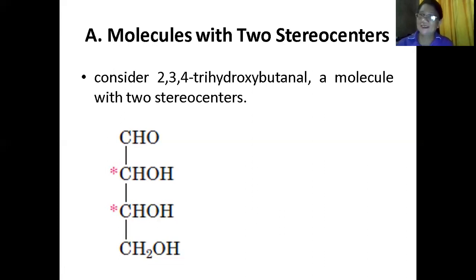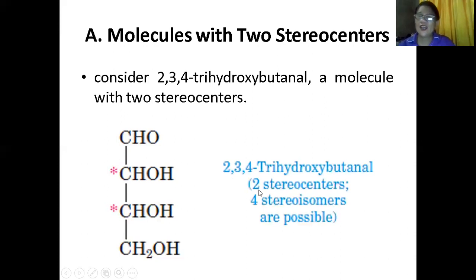That is 2 to the n. 2 times 2 is 4. There will be 4 stereoisomers, or 4 isomers I mean. Two pairs of isomers. Therefore, two stereocenters give four stereoisomers, or two pairs of stereoisomers. That is how we know how many stereoisomers are present in a molecule.